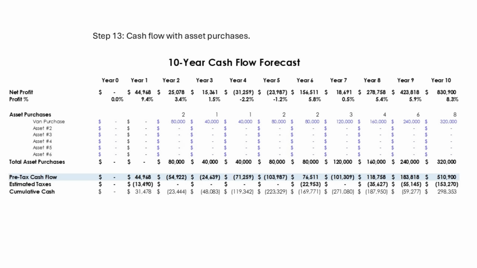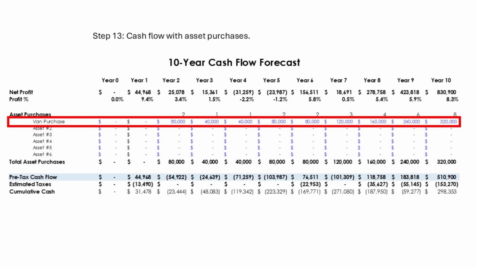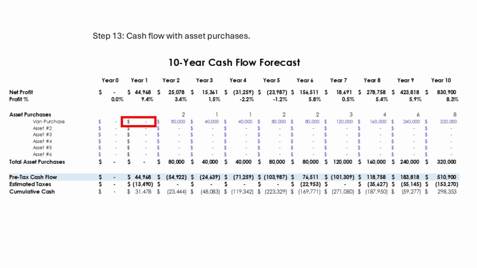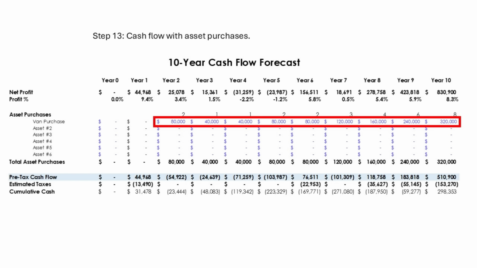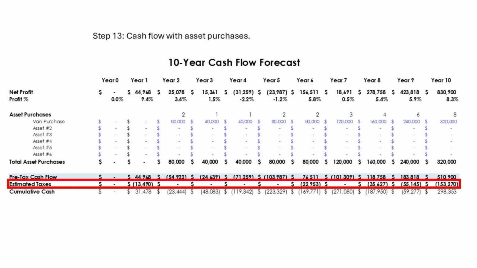Profit is one thing, but cash is king. Our company needs a van for each worker A. In year 1, we leased a van. However, we want to reinvest profits to purchase vans in subsequent years. This will require cash to be spent on these new assets. We will also need to pay taxes on the company's income each year.